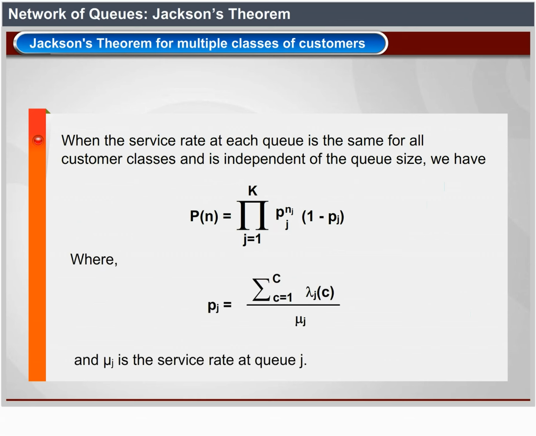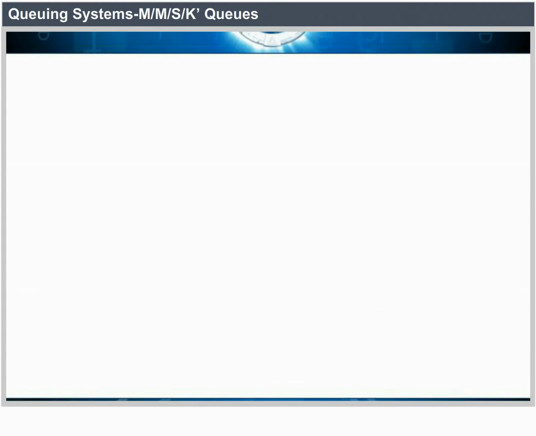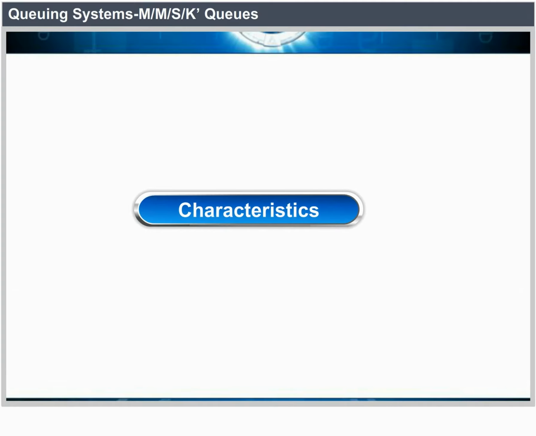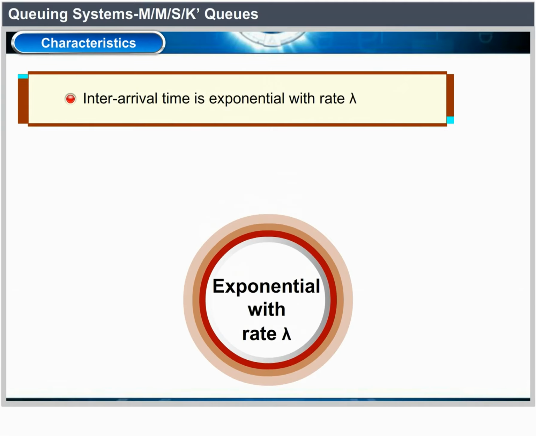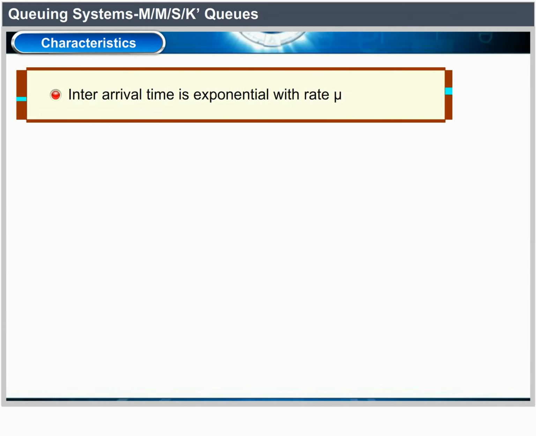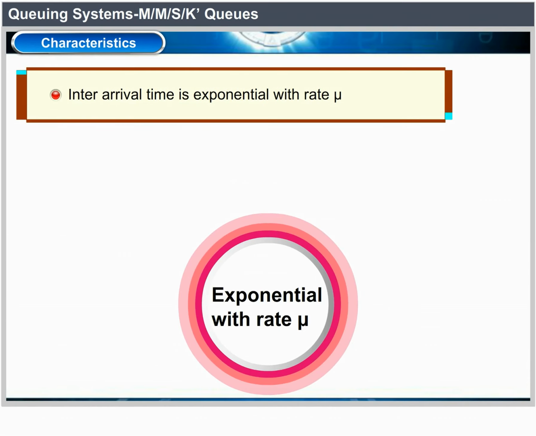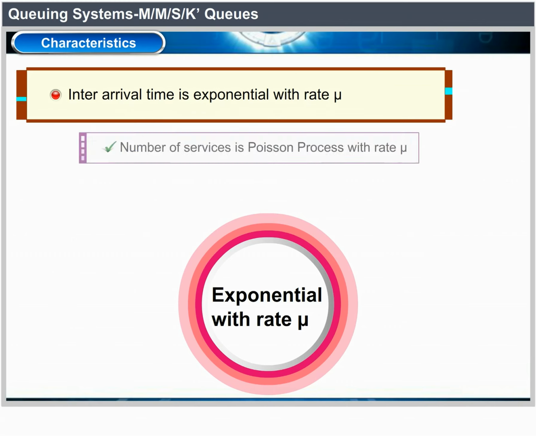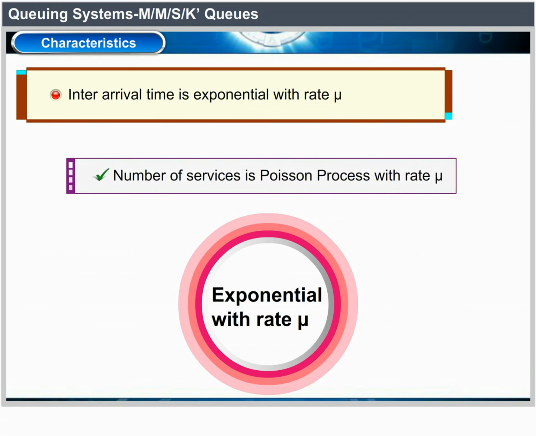Queuing systems: M/M/S/K queues. Characteristics. Inter-arrival time is exponential with rate lambda. Arrival process is Poisson process with rate lambda. Inter-service time is exponential with rate mu. Number of services is Poisson process with rate mu.